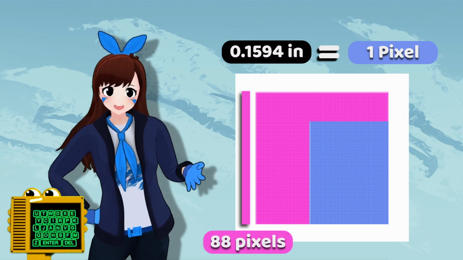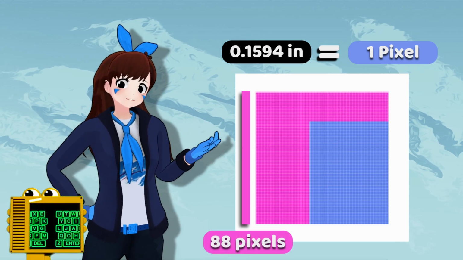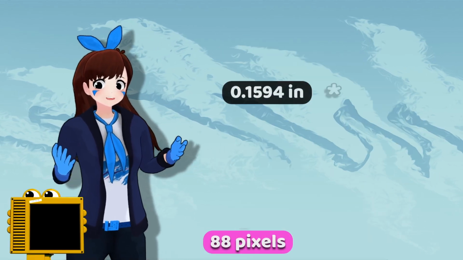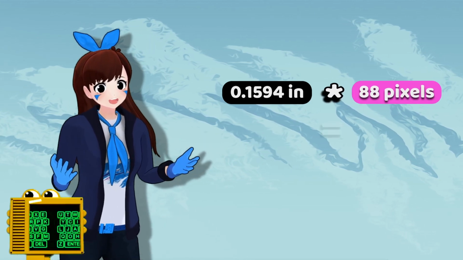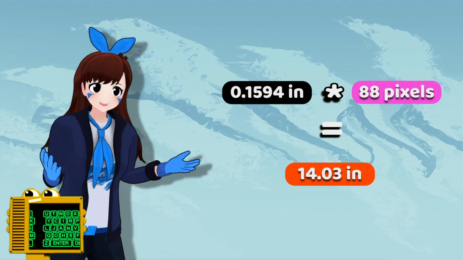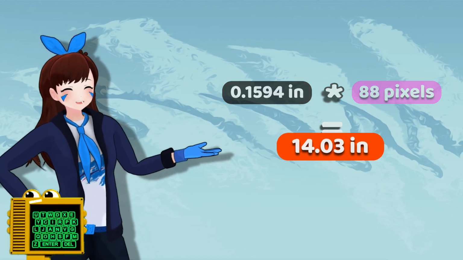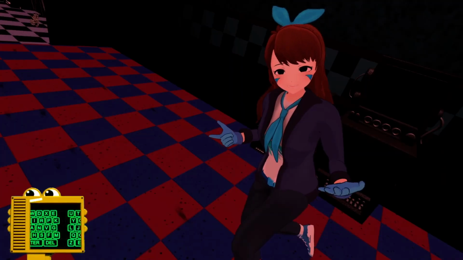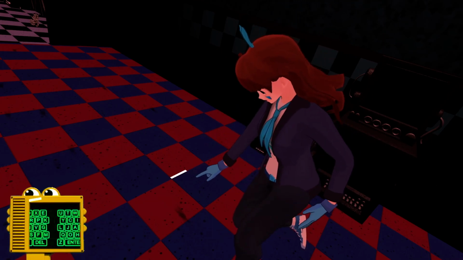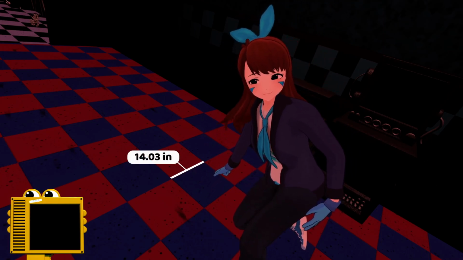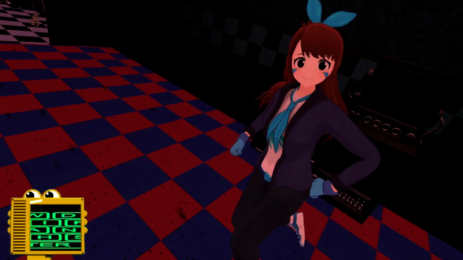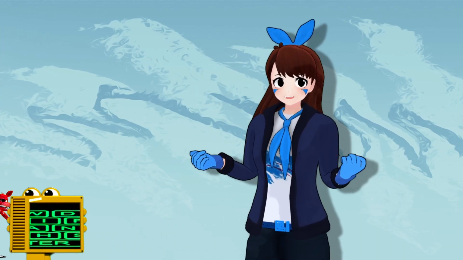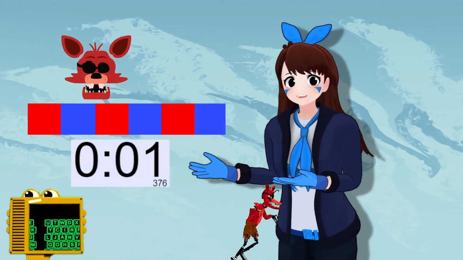Now that we know how much 1 pixel equals in inches, we can now calculate the height of the tile. Since there was 88 pixels, we just multiply 0.1594 by 88, which gives us 14.03 inches. So now we know the length of one tile is 14.03 inches, or 35.64 centimeters for you weenies who don't speak cheeseburger. Now we just need to see how many tiles Foxy passes within a certain amount of time.